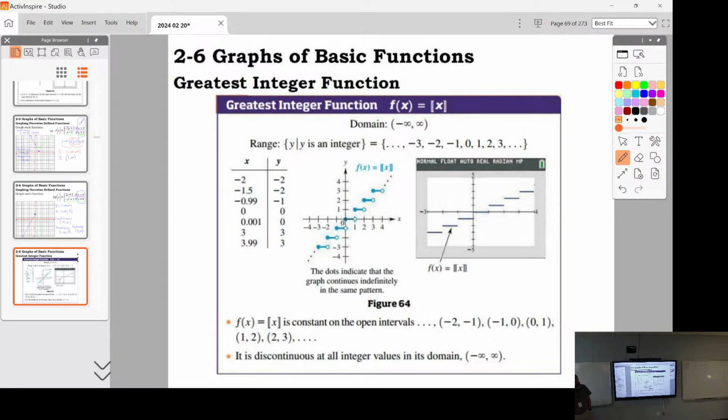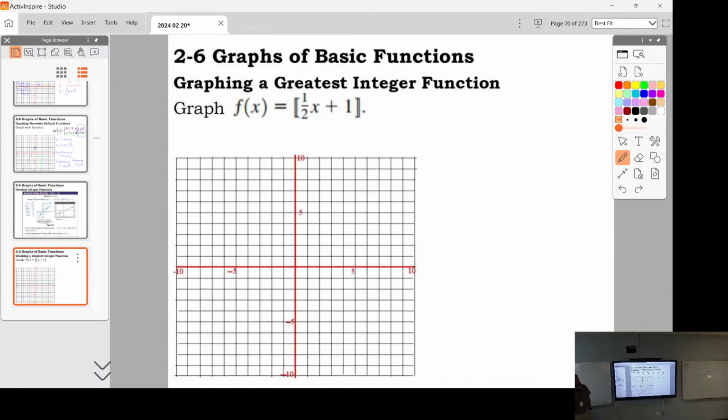Okay. All right. We'll graph one. No, it's a bracket that has like a double stick on it.